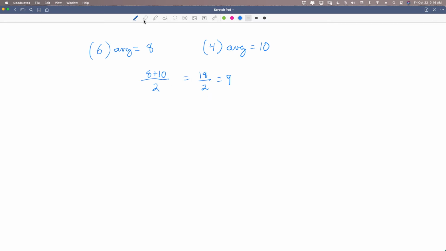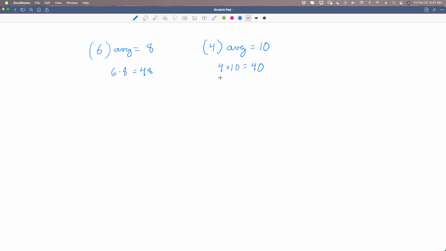So what we have to do to get an overall average is we have to work backwards a little bit. We have to figure out what the total sum of this was before we calculated the average. And the way you do that is you take the number of numbers, multiply it times the average. So 6 times 8 equals 48. Okay? And we have to do the same thing here. 4 times 10 equals 40.